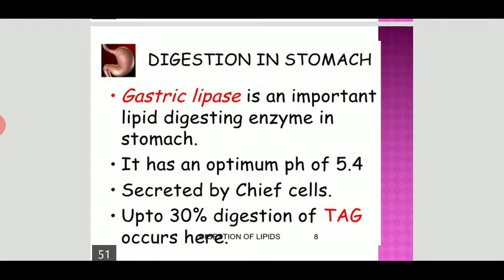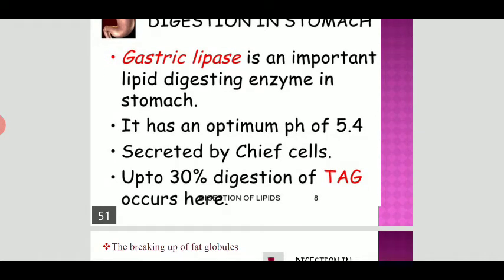Now, when the lipids pass through the esophagus, of course, the retention time is very short, so no digestion can occur. After that, digestion occurs in the stomach, where gastric lipase is the enzyme which works for the digestion of lipid. It has an optimum pH of 5.4, and is secreted by chief cells. Up to 30% of digestion of triacylglycerol occurs there.